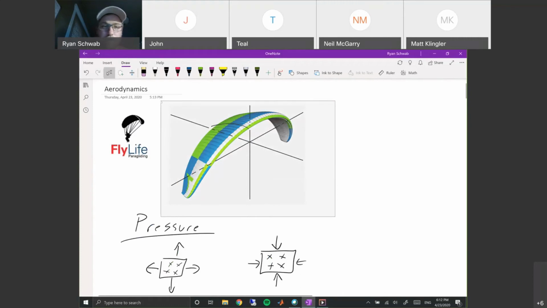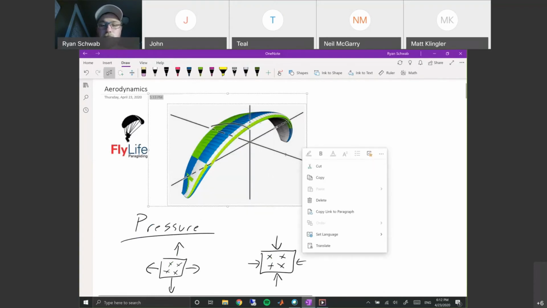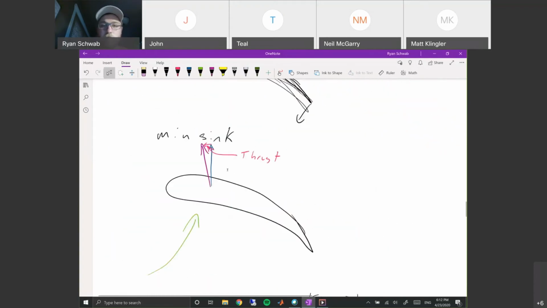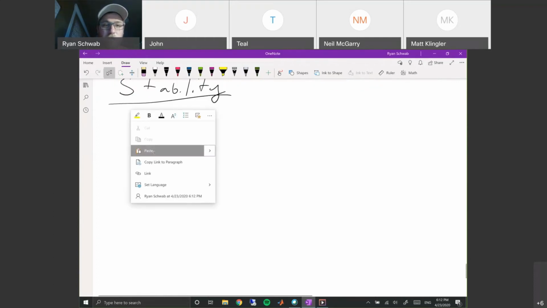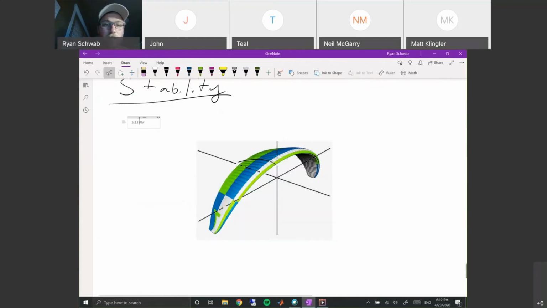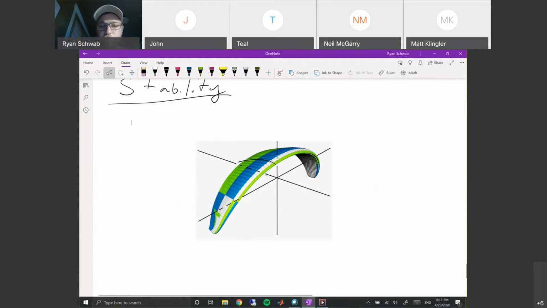So unfortunately, there are a few different uses of the word stability in paragliding. So what I'm going to be talking about is just when you are turning and maybe rolling a bit off axis, what that means.